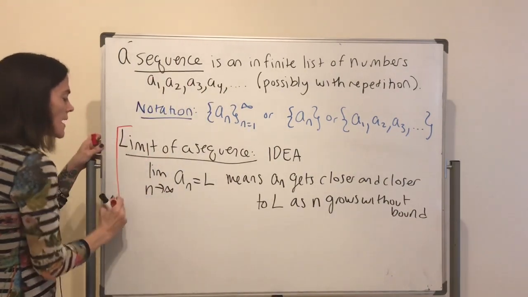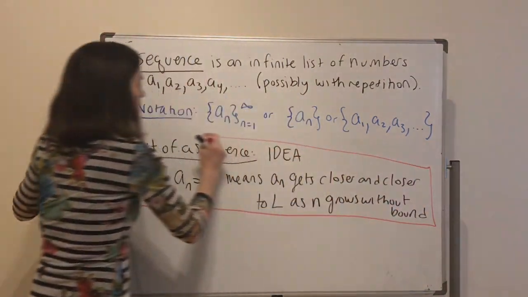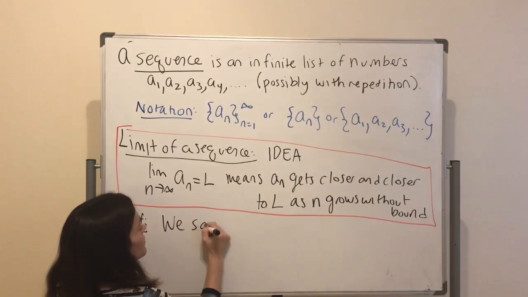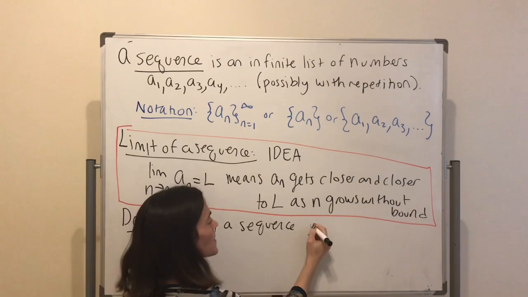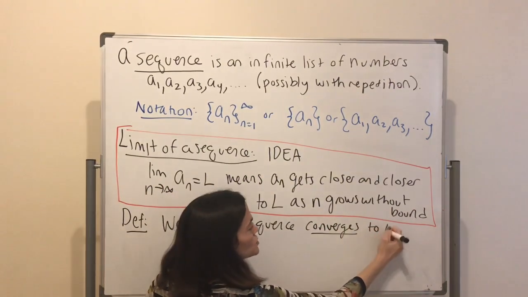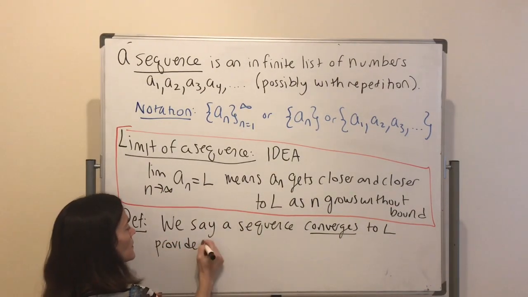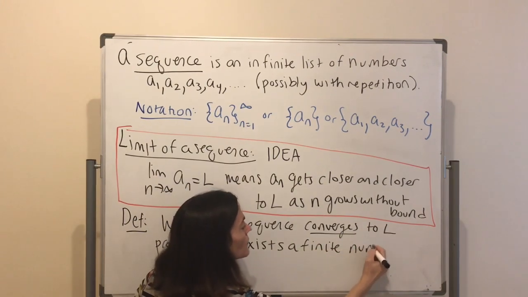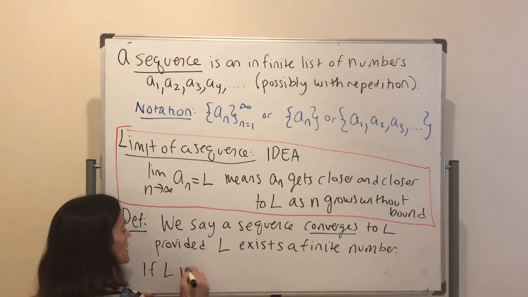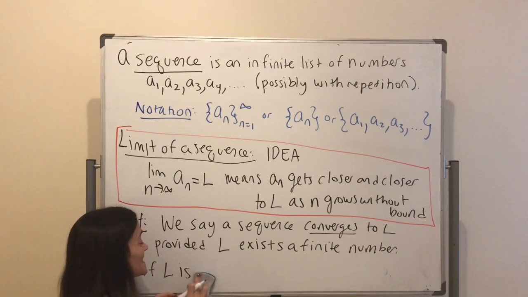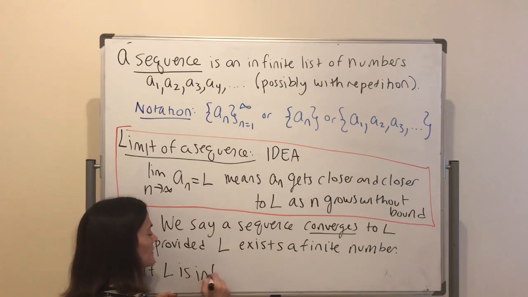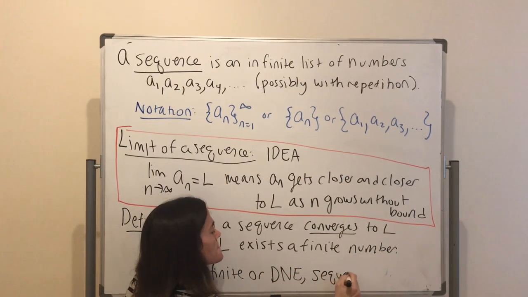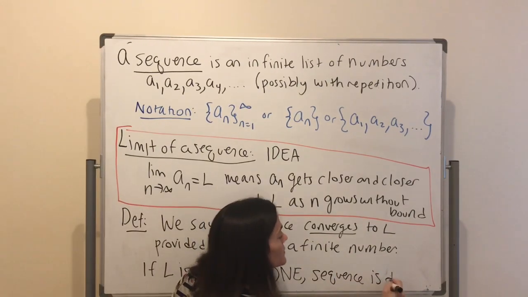Maybe I'll put a box around it, and then I will define a few other things. Okay, so, definition: we say a sequence a_n is convergent, or converges to L, provided this limit L exists as a finite number. And if L is infinite, which should include minus infinity, or the limit does not exist, then the sequence a_n is divergent or diverges.